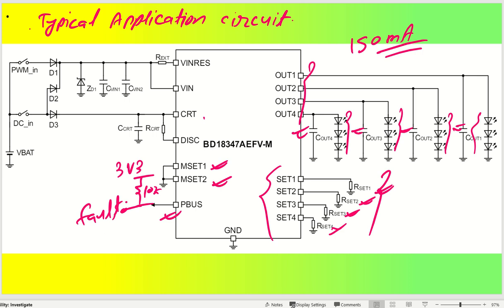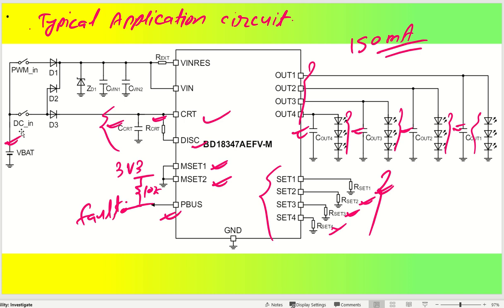Okay, coming back to the CRT and DISK pins, so they are basically PWM pins. So PWM dimming pins, they are going to control based on the RC value. So this is the capacitor and this is the resistor value. Okay, coming back to the input, this is my, let's say, battery voltage. Here they are shown in PWM mode as well as DC input mode.